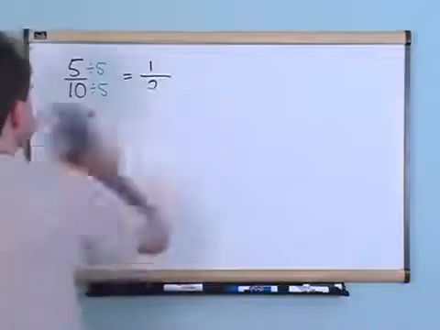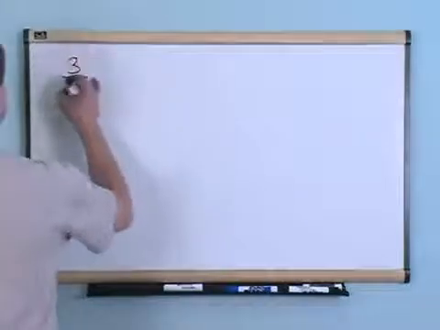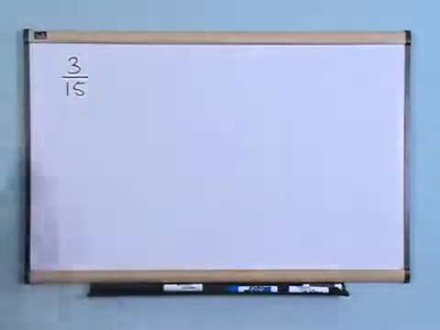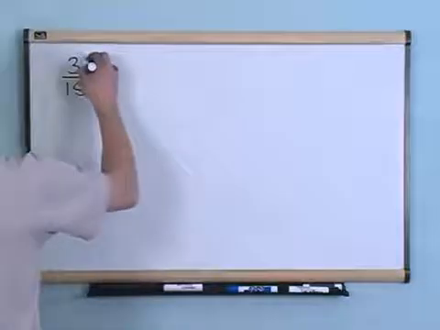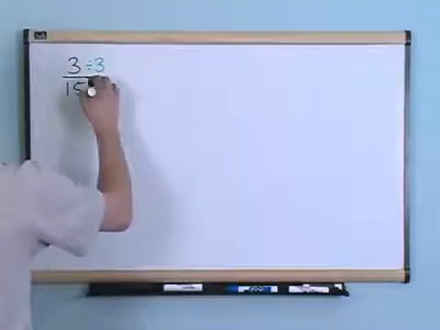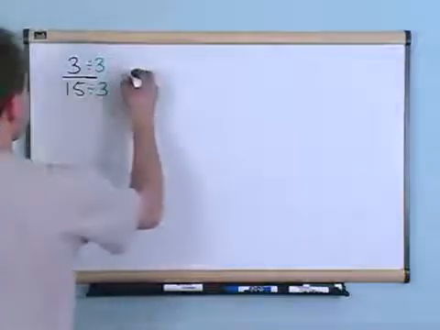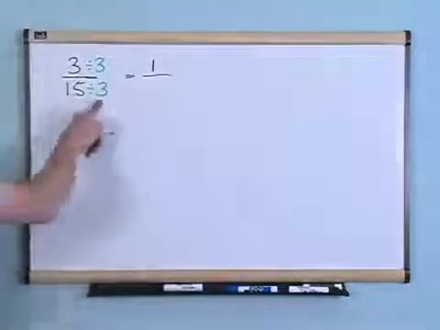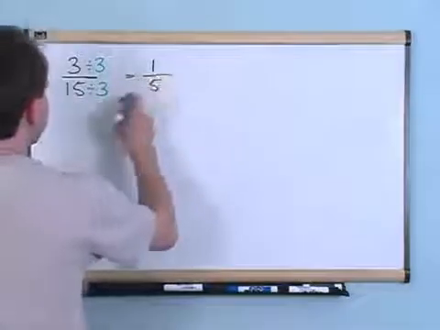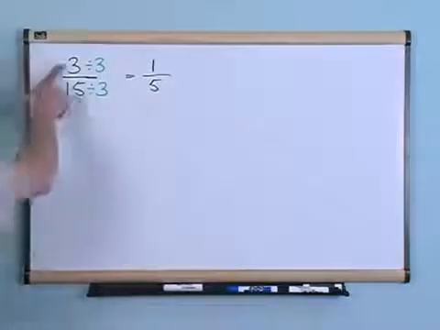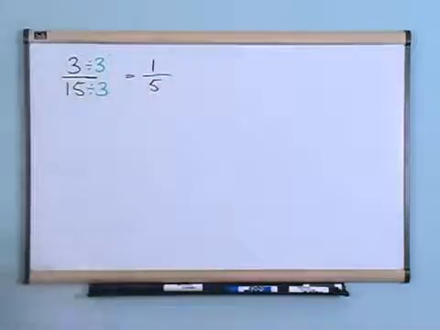Now let's say you had, getting into this a little bit more, just simplifying, let's say you have 3 divided by 15. This is 3/15, 3 pieces out of 15 possible pieces. How would you simplify this? Well, you can simplify this because you can divide the top by 3 and the bottom by 3. And when you do that, 3 divided by 3 is 1. 15 divided by 3 is 5, because 3 times 5 is 15. So 3/15 is equal to 1/5.